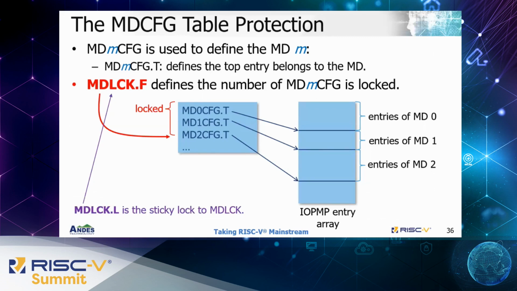MDLCK is optional. We can achieve this by a loop of denying. However, using MDLCK is more convenient and saves some memory domains and IOPMP entries. When you want to incrementally lock the belonging of IOPMP entries during different stages, MDLCK is even more convenient.